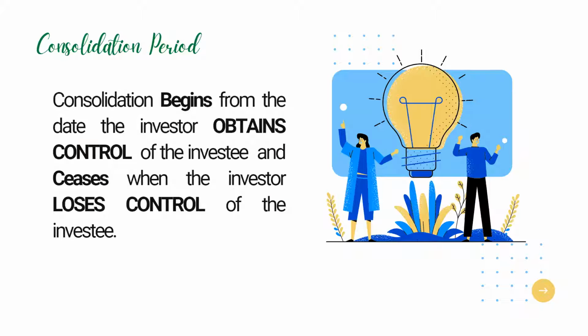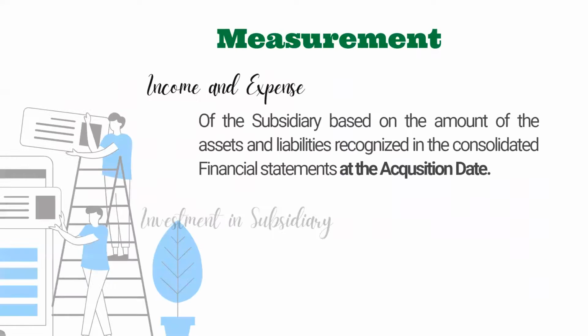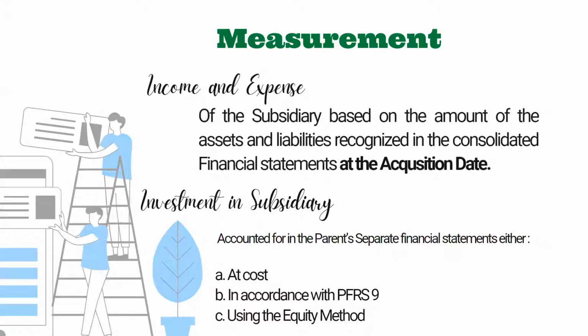Next is consolidation period. Consolidation begins from the date the investor obtains control of the investee and ceases when the investor loses control of the investee. Next is measurement. Income and expenses. The income and expenses of the subsidiary are based on the amount of the assets and liabilities recognized in the consolidated financial statements at the acquisition date.